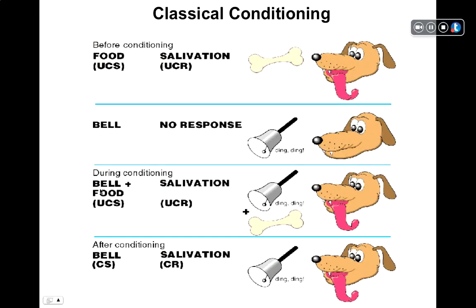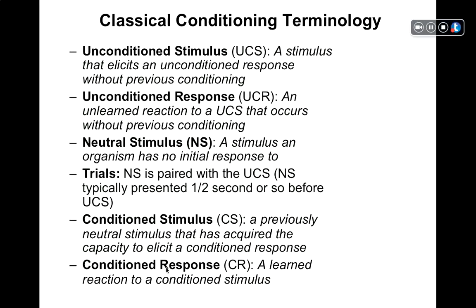And then what do we do? We pair this bell with the presence of the food. That is, we present the bell slightly in advance of the presentation of the food. And we do that repeatedly until the animal has learned something. That is, it's learned to associate the bell with the food, so now it will salivate at the sound of the bell. So at this point, we could say that the bell has become a conditioned stimulus and the salivation has become a conditioned response. Alright, and that's basic classical conditioning.